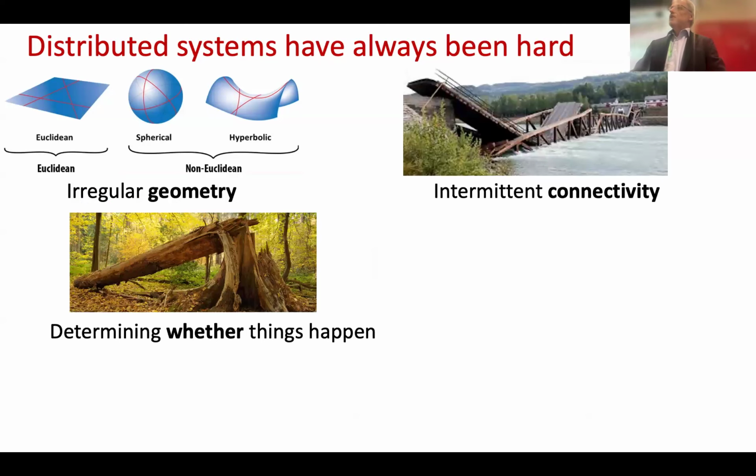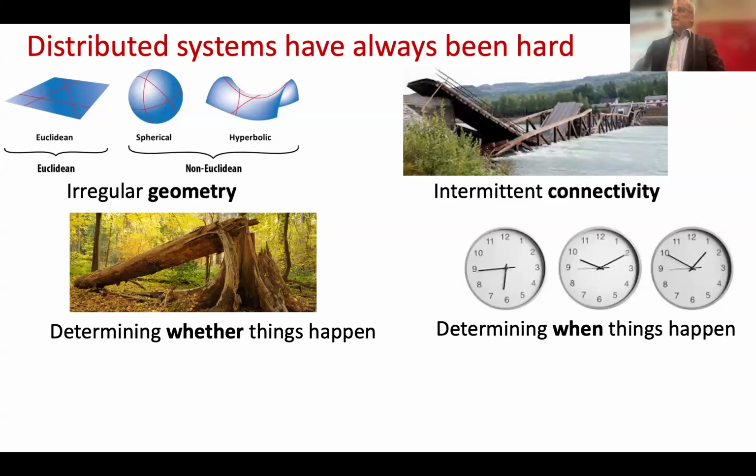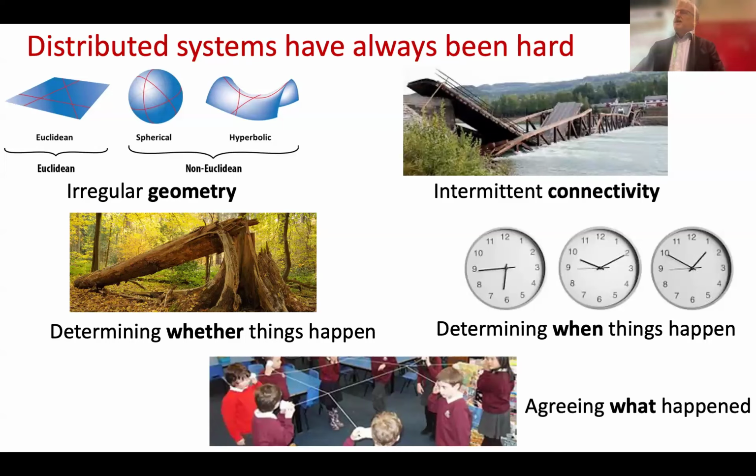It's hard to know whether things happen. Now, this is the tree falling in the forest. Did it fall? Well, did anyone see it fall? Were they able to communicate the fact that it fell to someone else? Determining when things happen can be a problem. If we've got clocks, we can measure the time that things happened in two places, A and B, but how do we know how those two times relate to each other? And then one final point, getting people to agree on what happened. These are little kids holding those little, they used to make radios with a tin can and a string. So they're trying to talk to each other via a bunch of tin cans and strings. And we want to get them to agree on what happened.